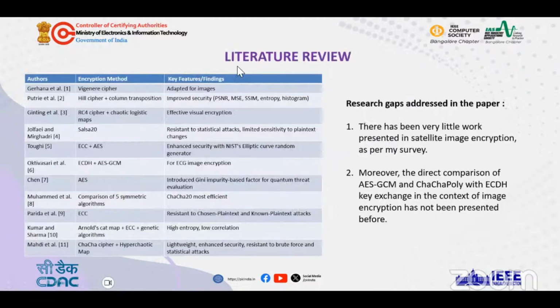This slide presents the literature review in the context of image encryption. As we can see, there has been very little work presented in satellite image encryption. And moreover, the direct comparison of AES-GCM with ChaCha-Poly with ECDH key exchange in the context of image encryption has not been presented before.